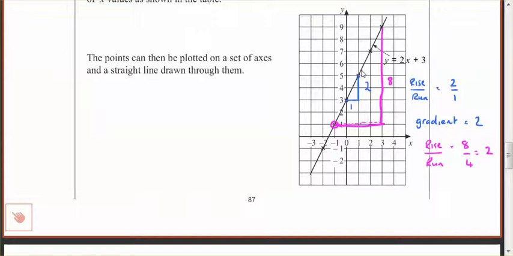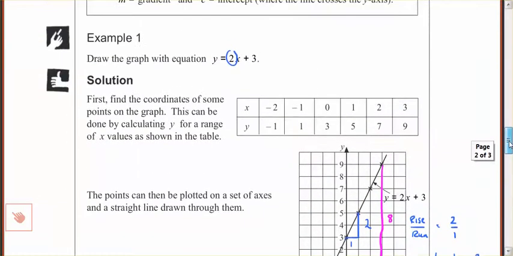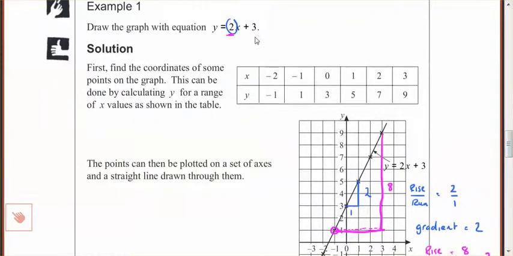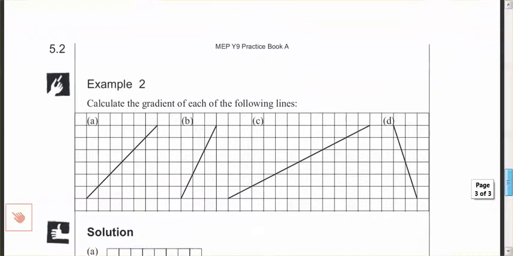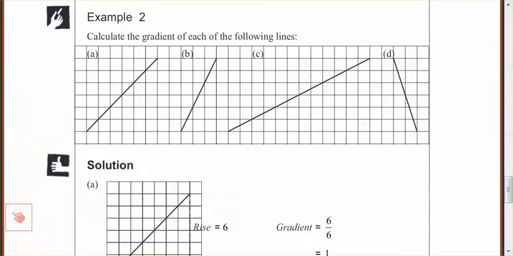Exactly. And now if it's divided by 1, that's fine. If it's not, it doesn't matter, we can still do it. So the gradient is that. And showing you again, it's the number there. Alright? Let's have a look. We've got to do these ones. So we've got to find the gradient. Now, again, they're examples, so I'm going to do it with you, and then I'll print this out, and then you can do the ones yourself.